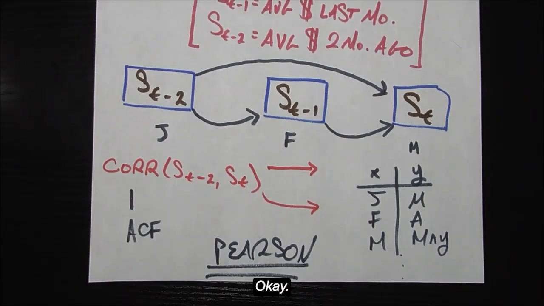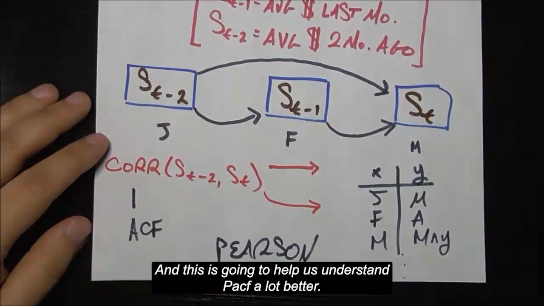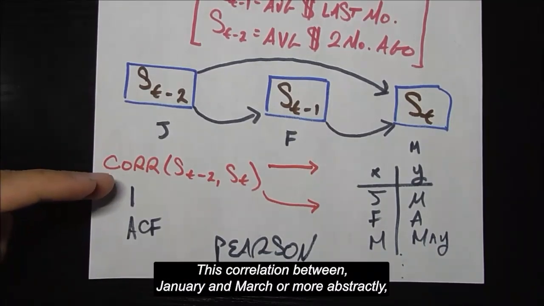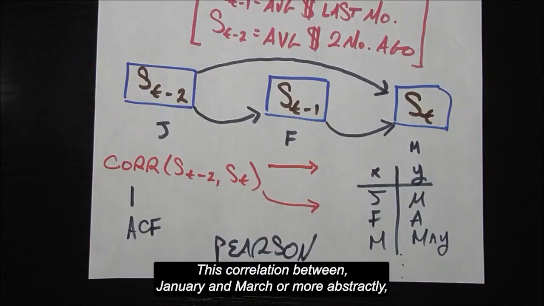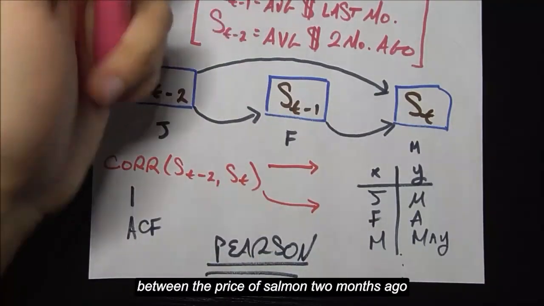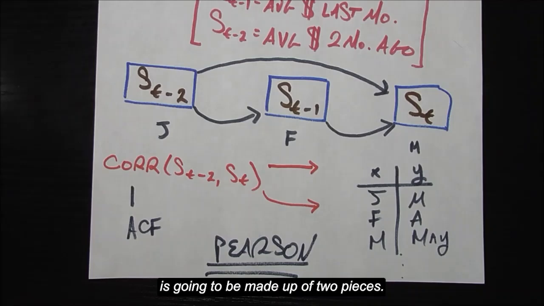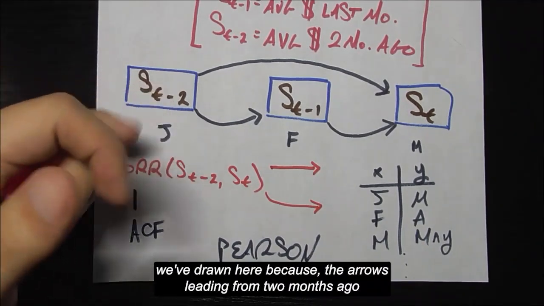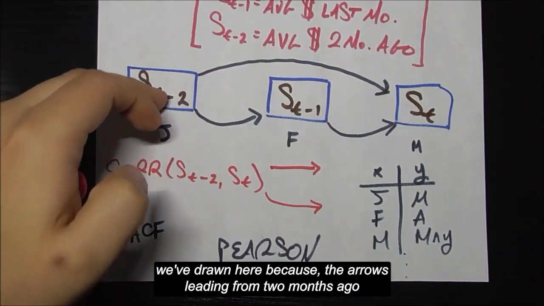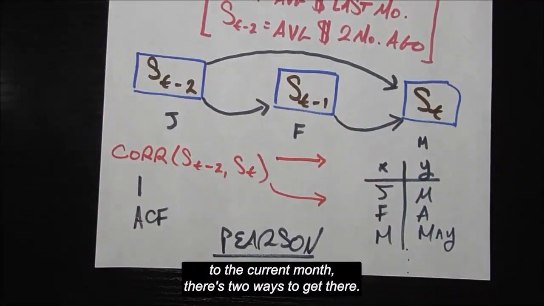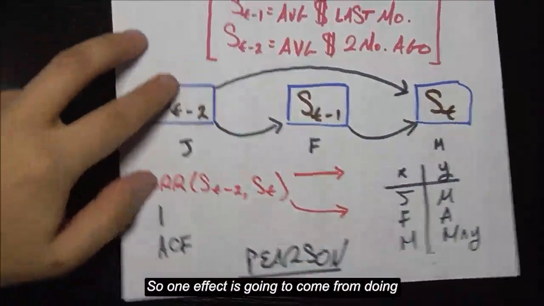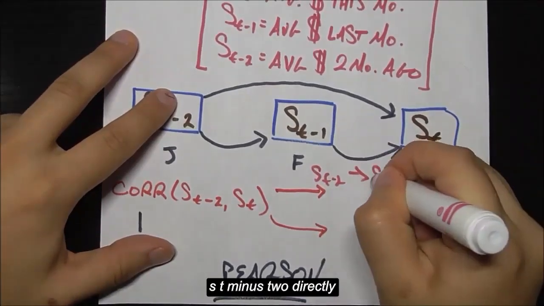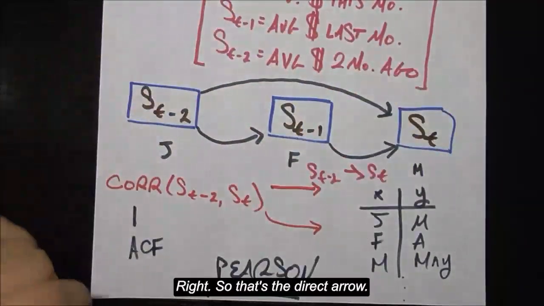But at a more theoretical level, and this is going to help us understand PACF a lot better, let me switch over here to a different color. This correlation between January and March, or more abstractly, between the price of salmon 2 months ago and the price of salmon in a current month, is going to be made up of two pieces. We can see that very easily graphically in these boxes we've drawn here, because of the arrows leading from 2 months ago to the current month. There's two ways to get there. I can get there directly, so one effect is going to come from S sub t minus 2 directly to S sub t. That's the direct arrow.